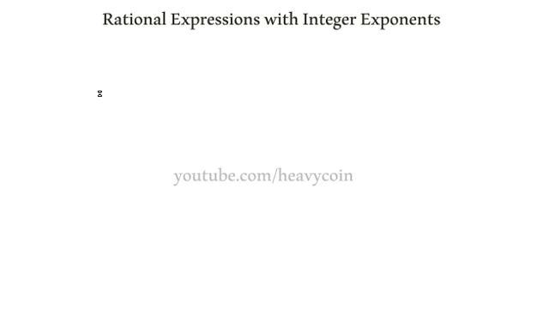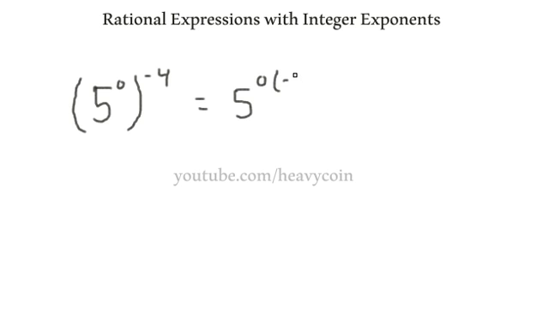Alright, what happens if I had 5 to the 0, and that was all raised to the negative 4? Well, 5 to the 0 is 1, but let's just try it this way. 5 raised to the 0, right, you multiply exponents. But of course 0 times a number is just 0, and a number raised to the 0 is just going to always be 1.